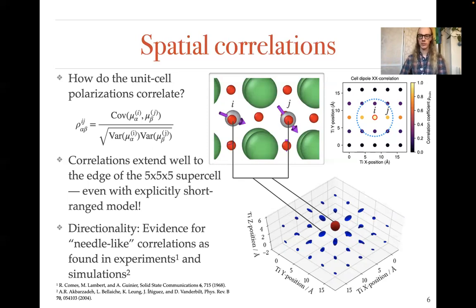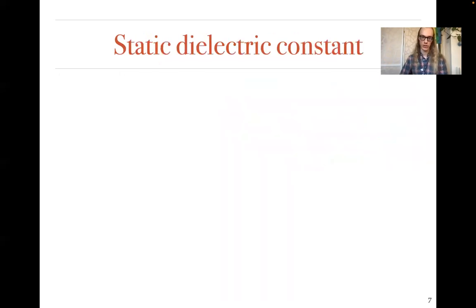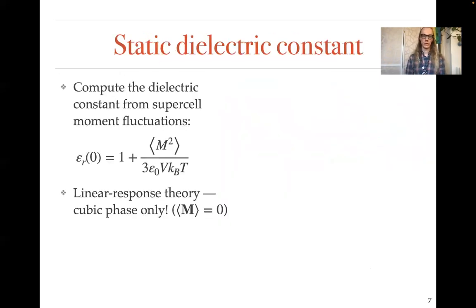Now, I started this presentation by saying I would talk about calculating the dielectric constant, and so here's how we do that. We use this formula that we derived from linear response theory.